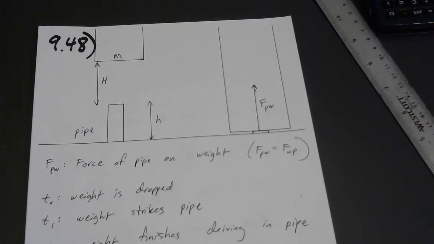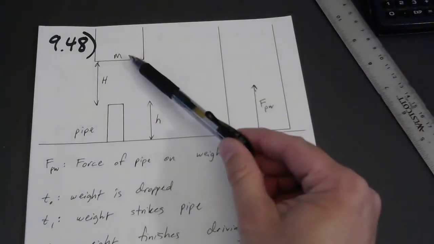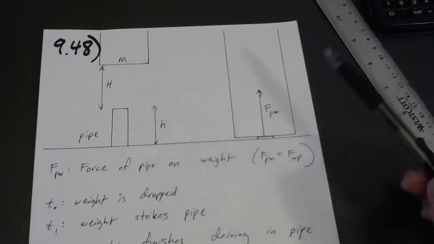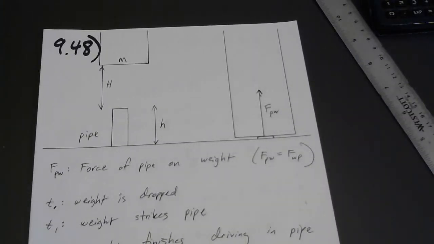We know it has to be a large number because this thing is 250 kilograms. It's very heavy. We know it's going to push very hard on the pipe, but it would be difficult to answer this question without the work kinetic energy equation, which, as I will remind you, is F equals ma in integrated form.